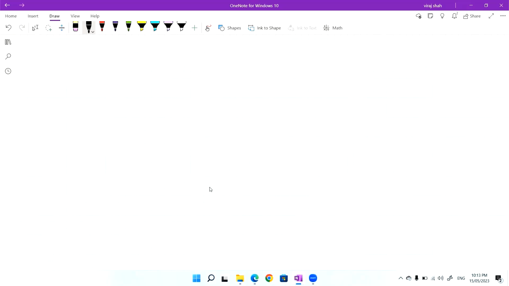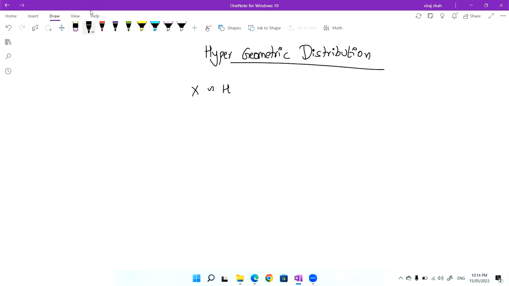So let me write it down. The third and the final distribution of your chapter 1. Hypergeometric distribution. So what is the purpose of hypergeometric distribution? Okay, so how do you denote first? X follows hypergeometric distribution with 3 parameters: capital N, capital M, small n.